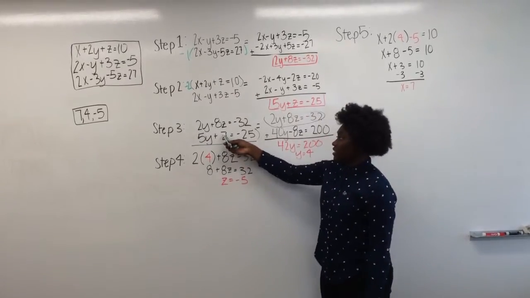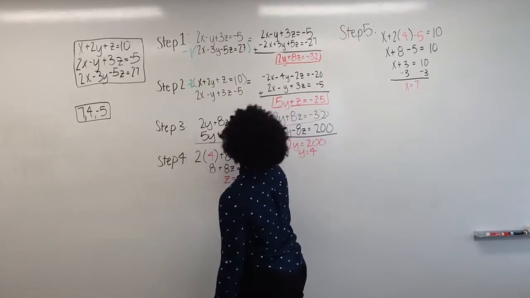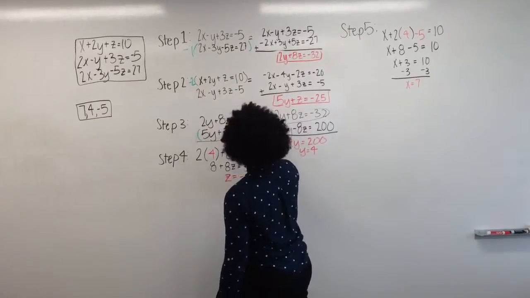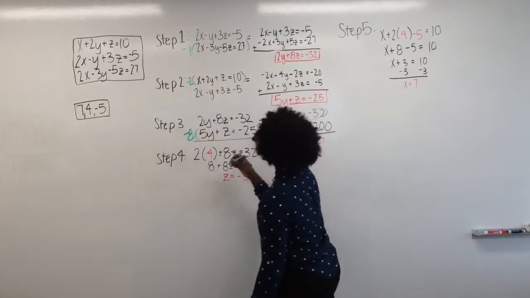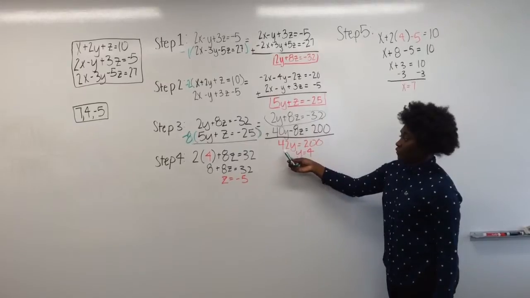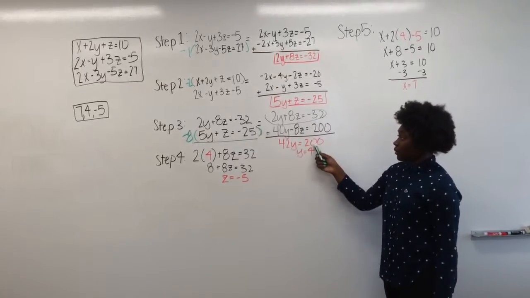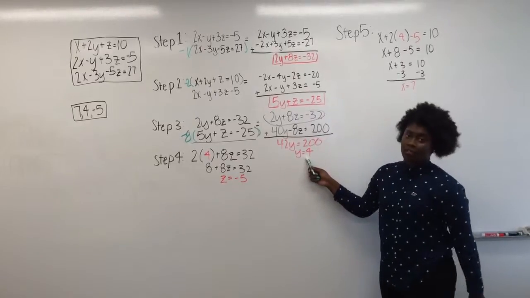So we have z left alone, so I'm going to eliminate z. By doing that, I'm going to multiply this equation by -8, giving me this. So then we have 42y equals 200, and then you divide both numbers by 42, and your y is 4.